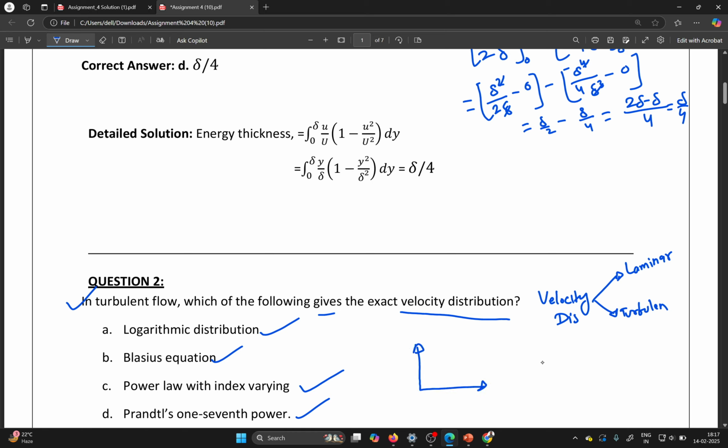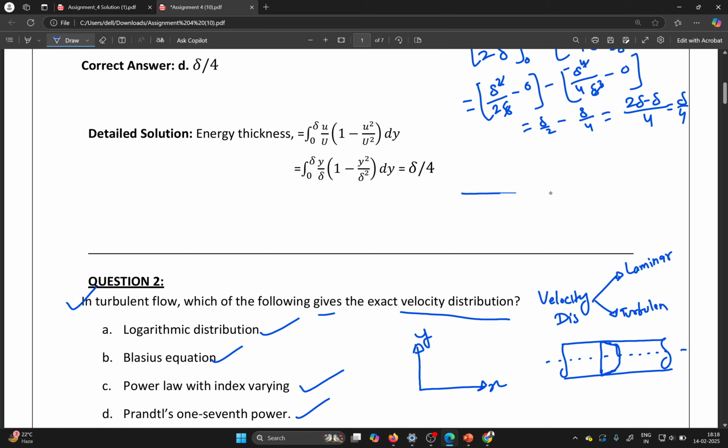If I draw, let us suppose this is the pipe flow, and here I want to draw, if this is x direction and this is y. So in case of turbulent, your velocity here is linear near the wall and then after that logarithmic. Remember please, then after that logarithmic.